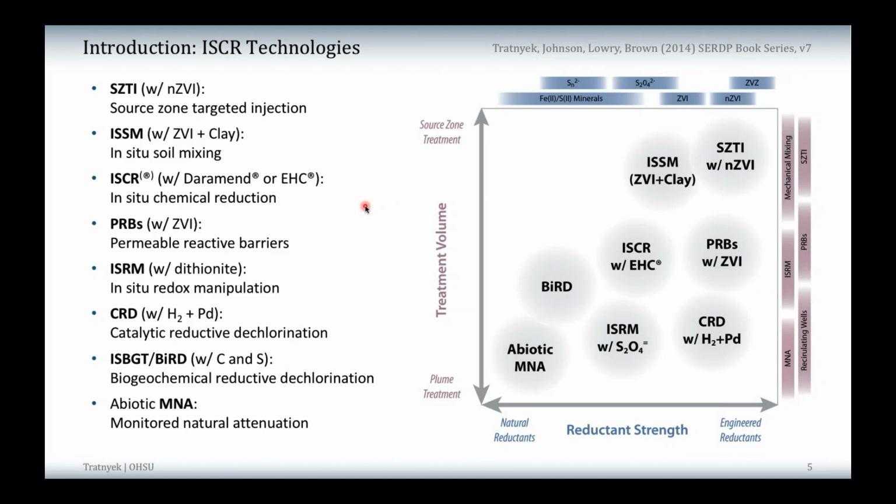And I was a little hesitant to do this initially because you could quibble about exactly where things belong. But for the most part, people have been pretty happy with this. Obviously, abiotic MNA belongs down here under plume treatment with natural reductants. Obviously, source zone targeted injection with NZVI belongs up here under source zone treatment with engineered reductants. And these other guys here could be placed in a variety of positions approximately where we currently have them. This figure has been fairly successful. I've seen a number of people reproduce it and modify it to meet their own particular needs, and that was part of our intent from the beginning.